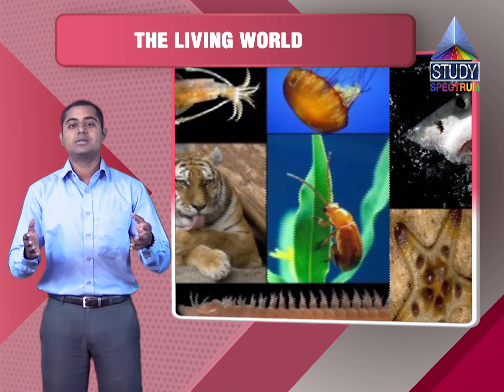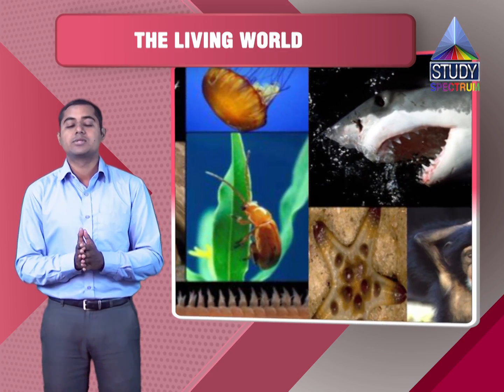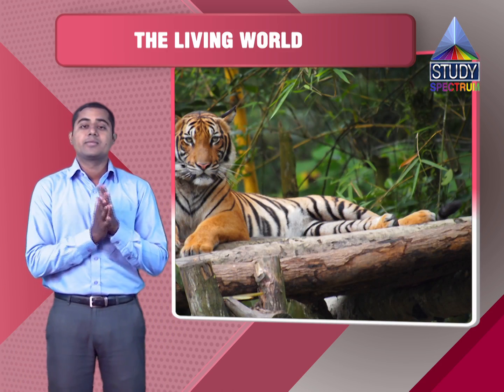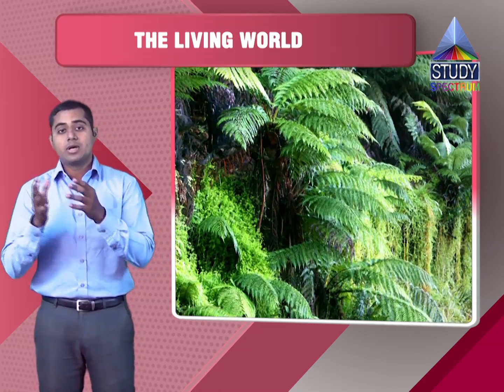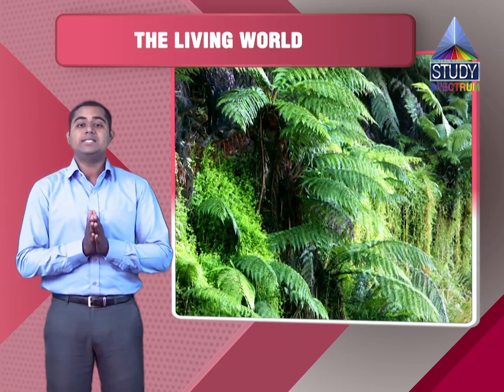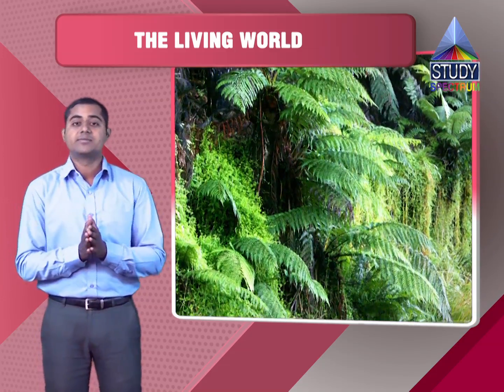All the living world is divided into two kingdoms. One kingdom consists of all the animals, one kingdom consists of all the plants. Now in these kingdoms there are different phylum, or phyla, we should say. In kingdom Plantae there are different divisions.